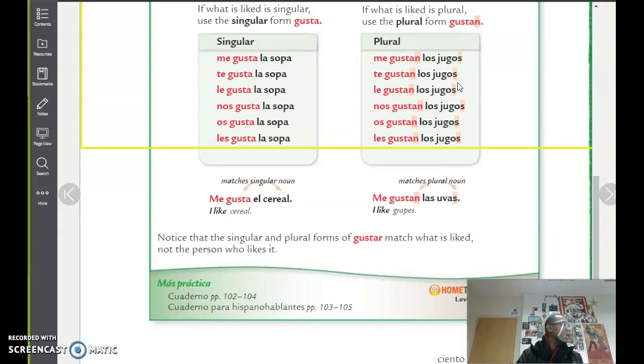That's pretty much what you guys had to do yesterday. Like this sentence says, I like cereal. Cereal, we're talking about one cereal, right? In general. So you will say, me gusta el cereal. If you're talking about things that are more than one, like grapes, for example, grapes is more than one. Therefore, you say, me gustan, with an N at the end. Me gustan las uvas. So that was the recap from yesterday's lesson.